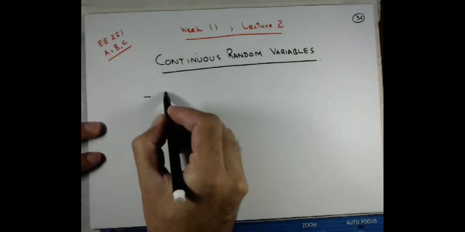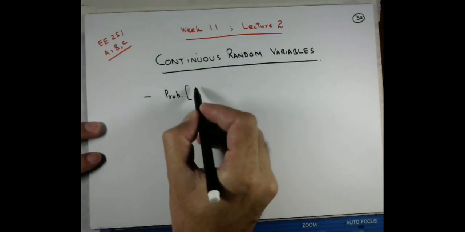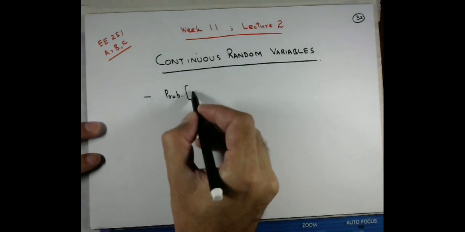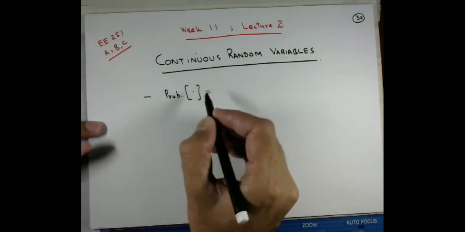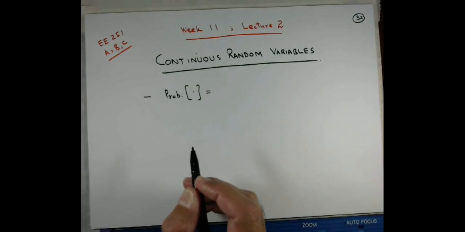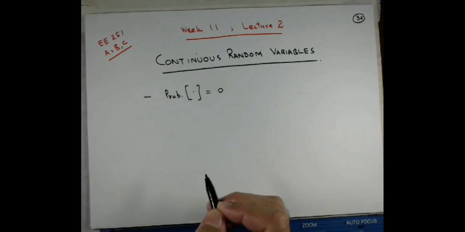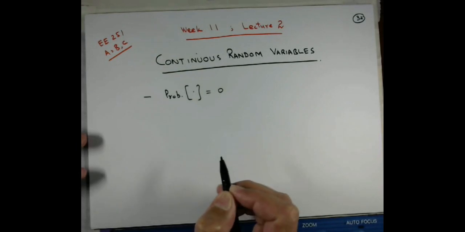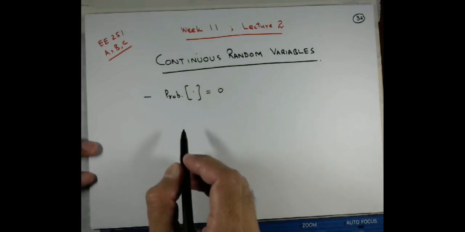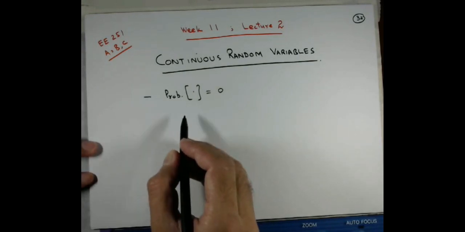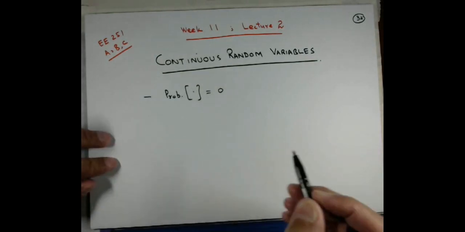First one, always remember that the probability of a particular point of a continuous random variable is always equal to 0. This appears strange, but I'll show you later how it can be understood. The probability of a particular point in a continuous distribution is always equal to 0.